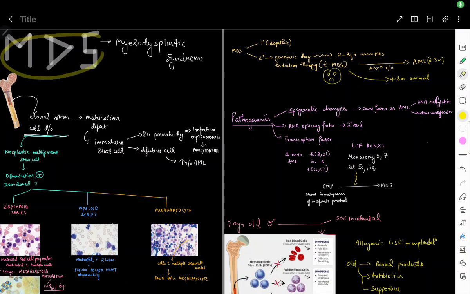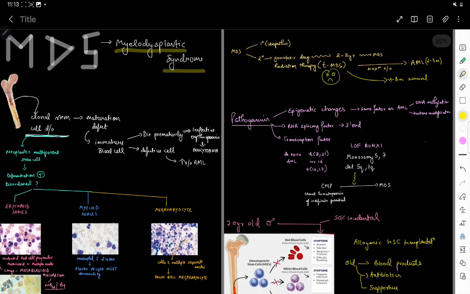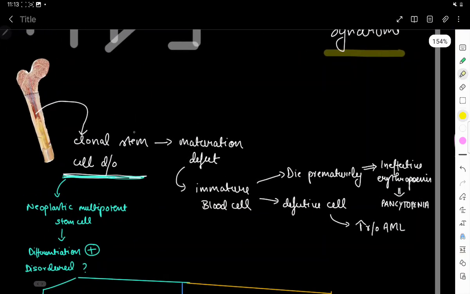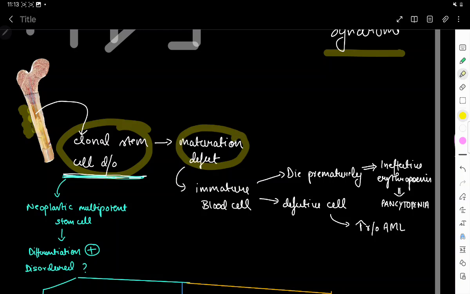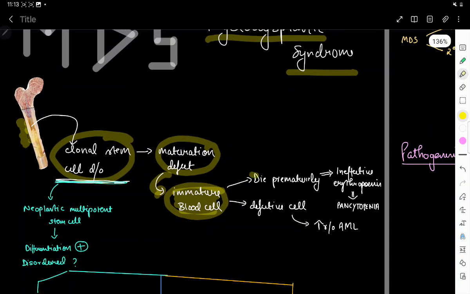So in this video we are going to talk about myelodysplastic syndrome. This syndrome is characterized by a clonal stem cell disorder. That is, in the bone marrow we have clonal stem cells that are highly proliferating. These lead to a maturation defect and we will have a lot of immature blood cells now in the periphery. Now two characteristics of these immature blood cells is they are going to die prematurely.